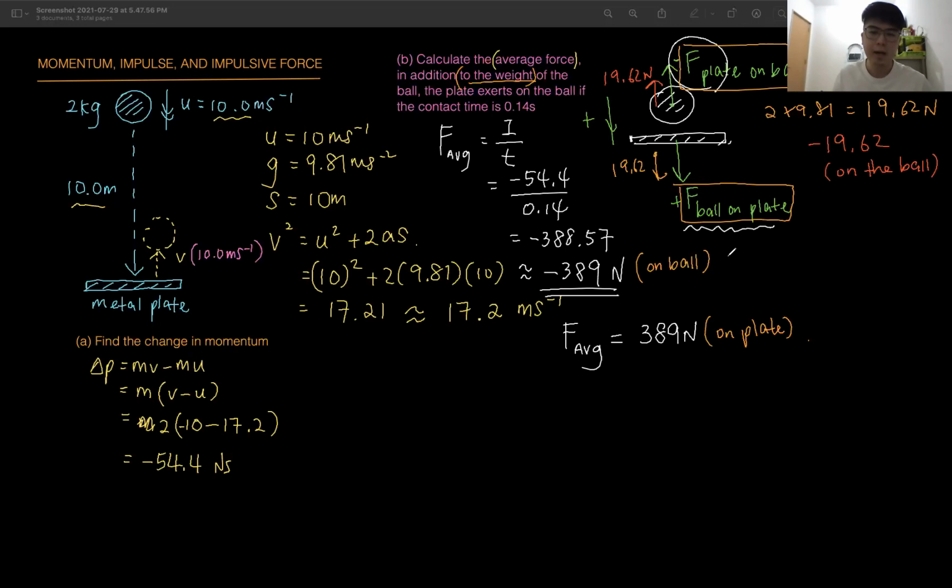It is acting upward. So the total force acting on the ball, you add negative 389 plus negative 19.62. F total equals negative 389 plus negative 19.62, which becomes negative 409 Newton. You can write 409 and then upward. Okay, that is your answer.